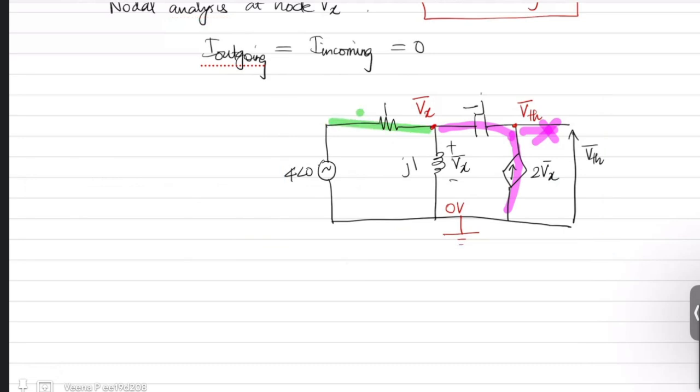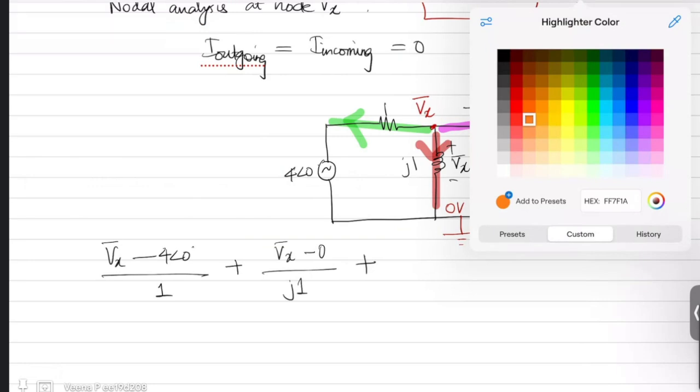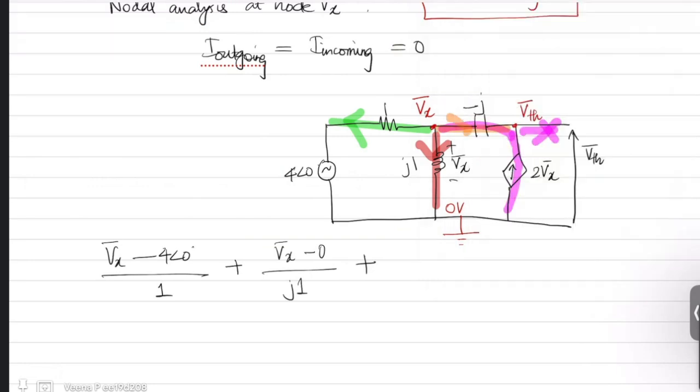I can assume first this outgoing current. That outgoing current is Vx minus 4 angle 0 divided by 1, which is the green colored one. Then the next outgoing current is through this J1 ohms, which can be expressed as Vx minus 0 by J1, plus the next outgoing current through minus J, which is Vx minus Vthevenin divided by minus J.